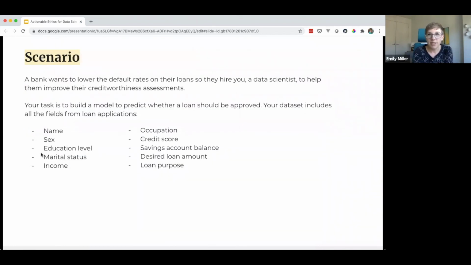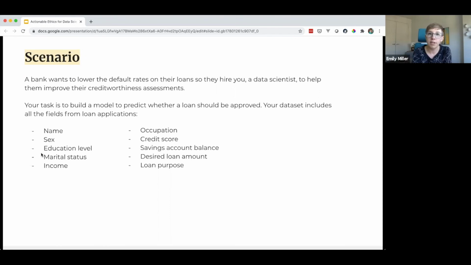Great. So our scenario today is that a bank wants to lower the default rates on their loans. They hire you, a data scientist, to help them improve their creditworthiness assessments. Your task is to build a model to predict whether a loan should or should not be approved. The data set that you have includes all the fields contained on loan applications. This includes the applicant's name, their sex, their education level, their marital status, their income, their occupation, their credit score, their savings account balance if they have an account, their desired loan amount, and their loan purpose.